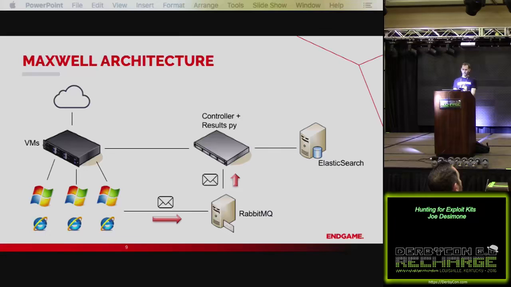Events stream directly out of the virtual machines to a RabbitMQ server. On that central server, there's another script running that consumes those events. It monitors and waits for something malicious to happen, and if it does, it shoves it off to Elasticsearch, which is the back-end permanent storage of malicious artifacts.